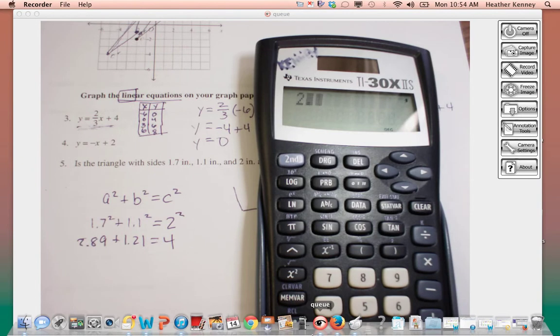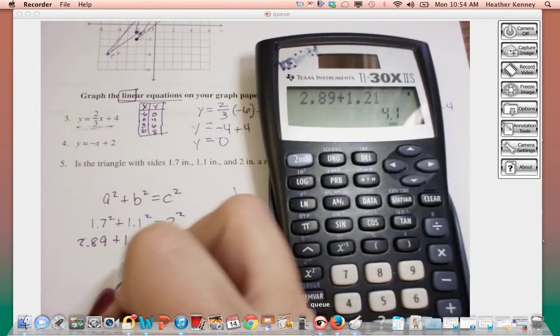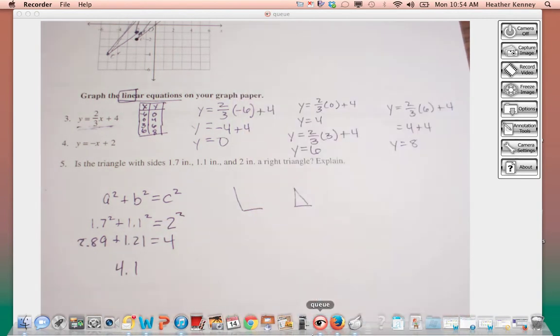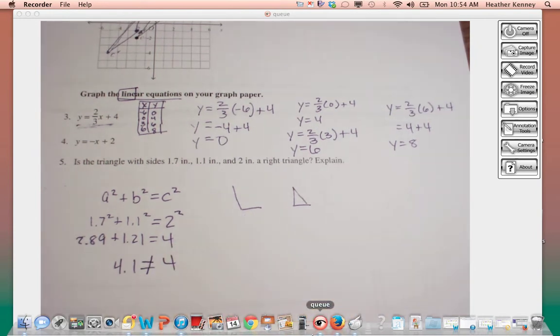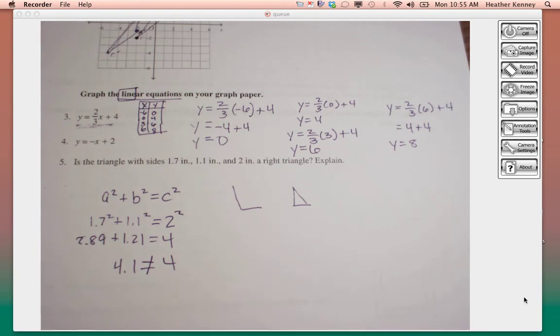So now we would add these together and see if they equal 4. 2.89 plus 1.21, it doesn't. It equals 4.1. 4.1 does not equal 4. Therefore, the answer is no, this is not a right triangle because it does not fit into the Pythagorean Theorem. Okay, when we plug in the legs and the hypotenuse and work it out, they're not equal. No Pythagorean Theorem, no right triangle. All right, moving to the next page.